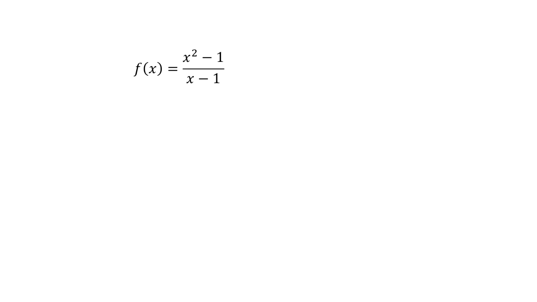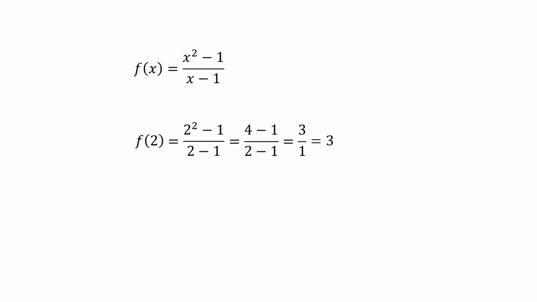Consider the following function. Calculate the value for x equal 2. The solution is 3, right? Now let's calculate for x equal 1. What is the result of 0 divided by 0? Let's call the answer x.